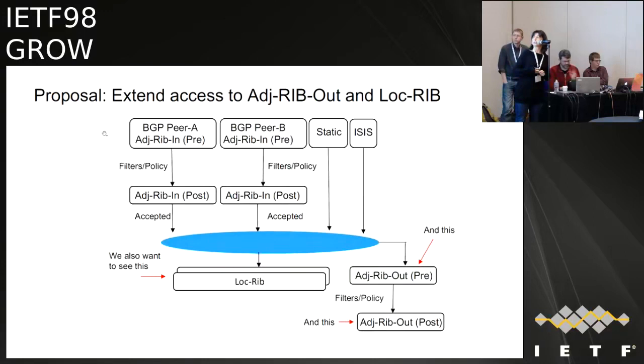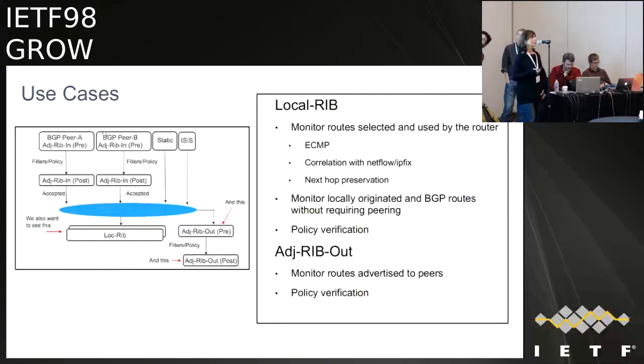Adjacency rib out is after you queue your packets to be advertised to your peers, what you are sending, especially on the edge of your network. And I'm going to let Paolo and Tim talk a little bit about the use cases where these requirements stemmed from.